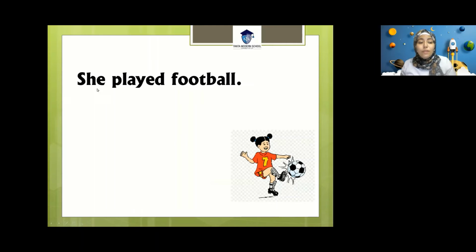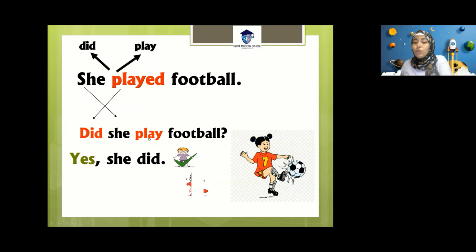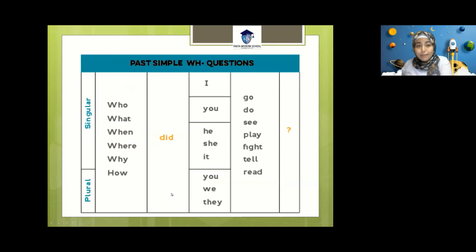Okay, what about this? She played football. What is the verb here? The verb is play. I will divide it into did and play. Now I will make a cross. So it will be, did she play football? Yes, she did, or no, she didn't. If it's right, it will be yes, she did, or if it's wrong, it will be no, she didn't.